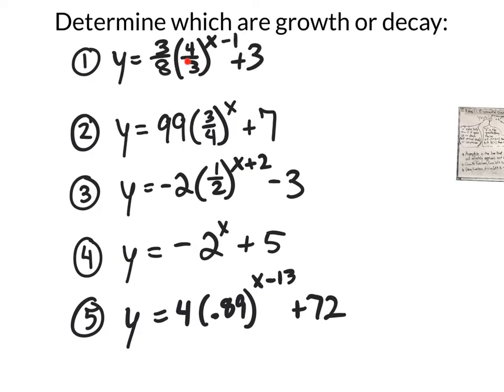Some of you think, oh, it's a fraction, it's a decay. No, what is 4 divided by 3? It's 1 point something. It's greater than 1. So that's definitely going to be a growth function. From left to right, it's going to grow away from the asymptote. As a matter of fact, check this out.